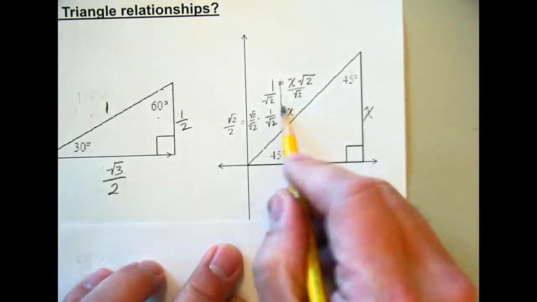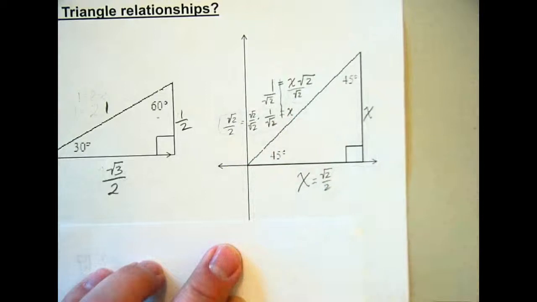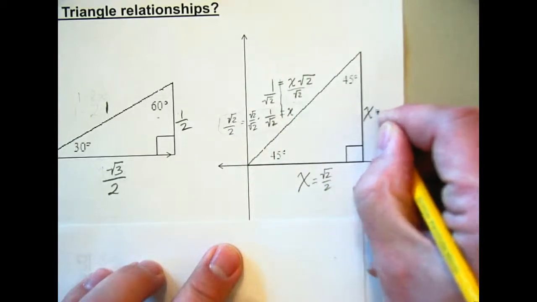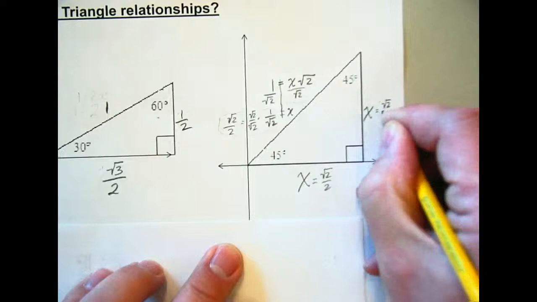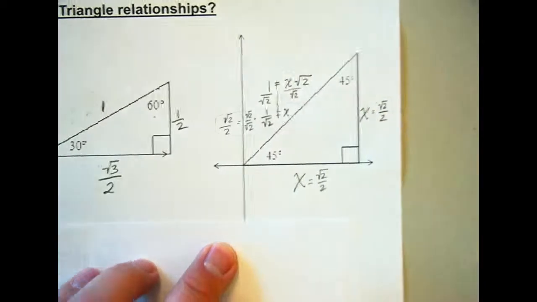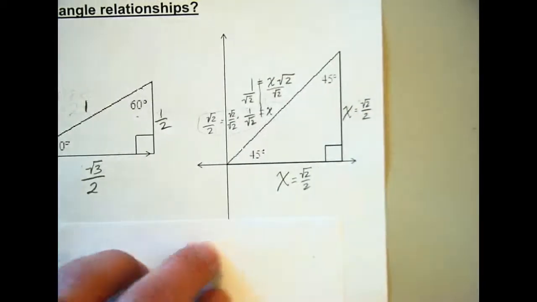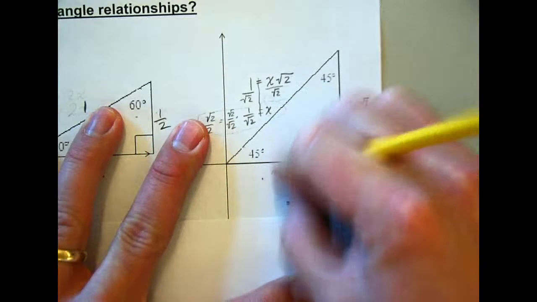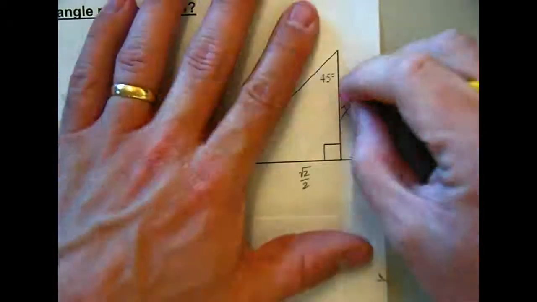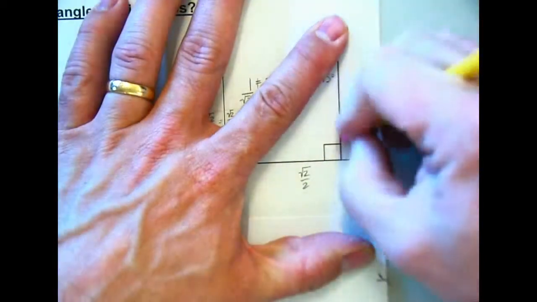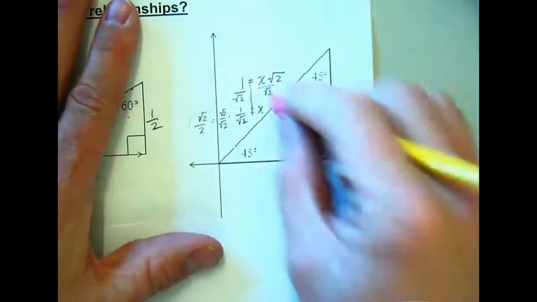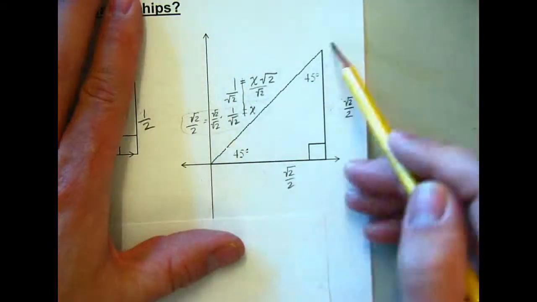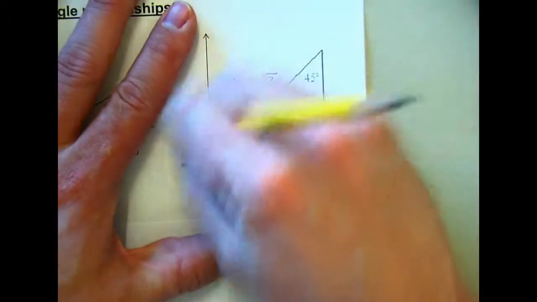We solved for x here. It gives us 1 root 2 over 2. And makes this side also equal 1 root 2 over 2. Okay? So we kind of clean this up a little. Call that root 2 over 2. Call that root 2 over 2. And call this side, what was this side? 1. All right?